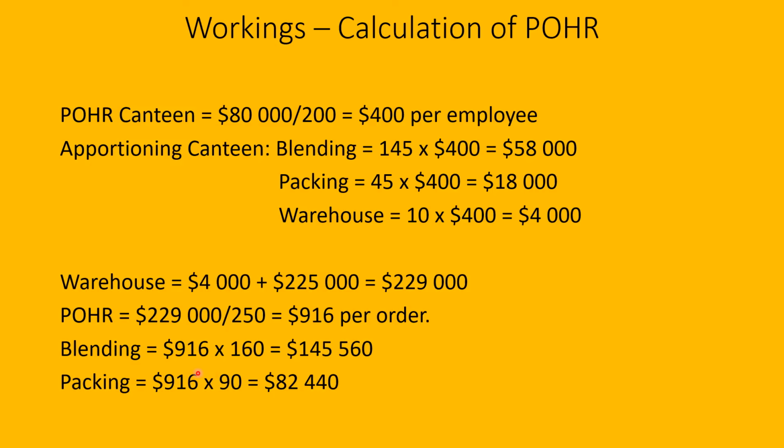So blending will get 916 by 160, well, 145,560, and packing will get 916 by 90. These two will total the 250 here, right? And that will be 82,440. And again, these two here will total the 229,000 here. So what we have done is taken the 229,000 and apportioned them to these two different departments.